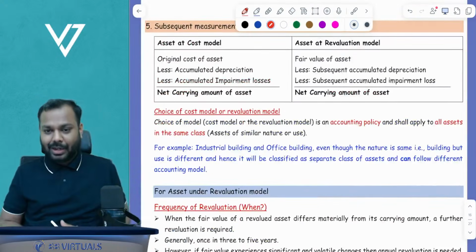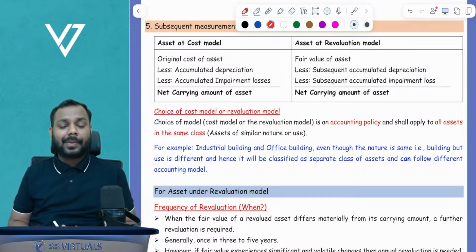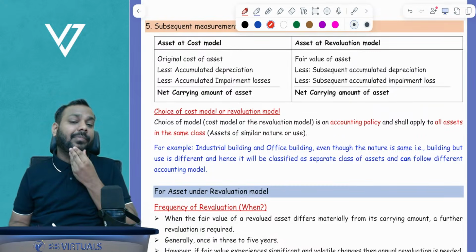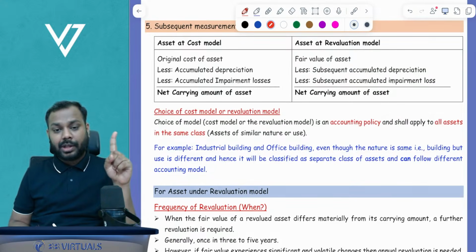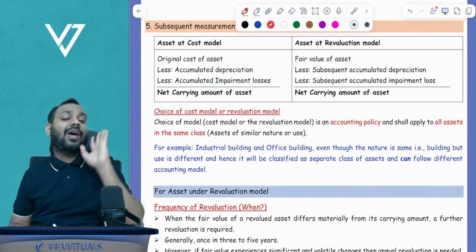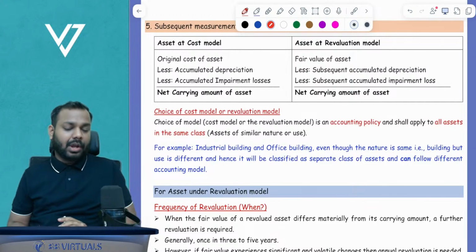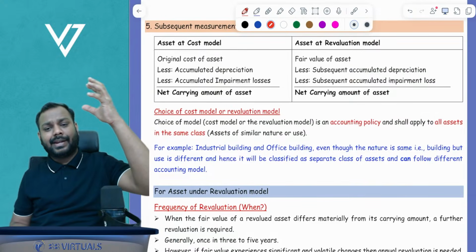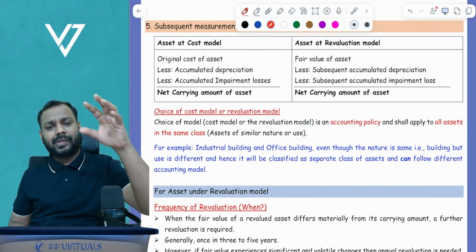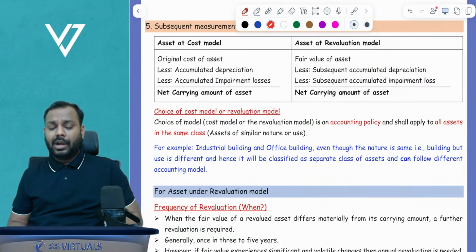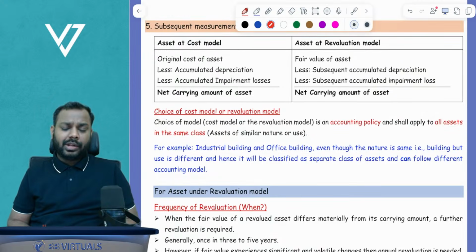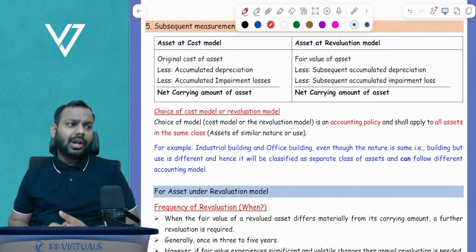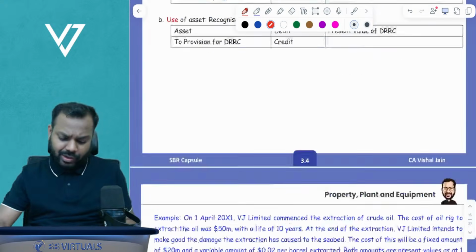Now I am starting a new concept, that is subsequent measurement, and we know that subsequent measurement can be as per the cost model or as per the revaluation model. Cost model, I believe all of you already know: the historical cost minus the depreciation gives me the carrying amount. Revaluation model also you already know, I believe. But still I will explain each and everything right now. Don't worry.